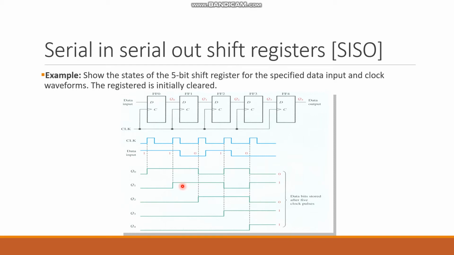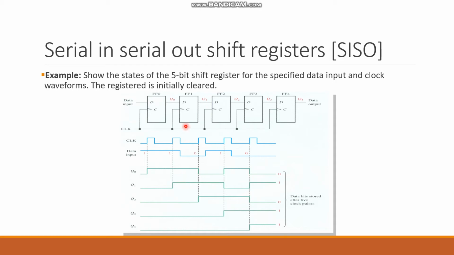And how about the Q2, Q3, Q4? Because this one was 0 and this one was 0. Sorry, this one was 0 and this one was 0. All of them are going to be 0. In the third clock pulse, if you can see here, the data in, which is this one, is 0. So whenever this clock pulse is applied, the Q naught is going to be 0 because 0 is going to be given to the input.